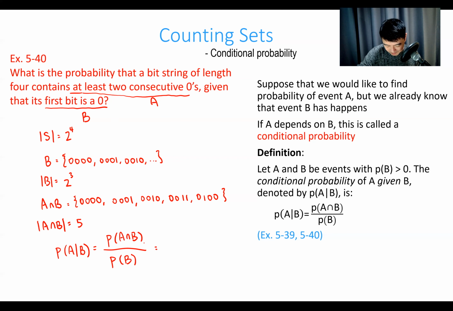So the probability of A and B happening is 5 over 8. The probability of just B happening is going to be, I'm sorry, not 8, 16. Of B happening would be 8 over 16. Okay, so the answer here is 5 over 8.